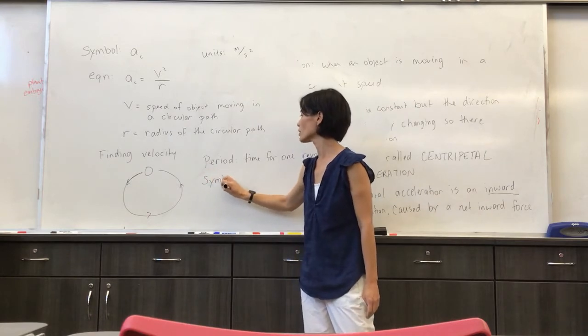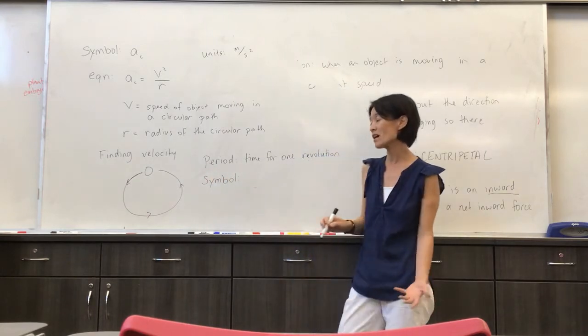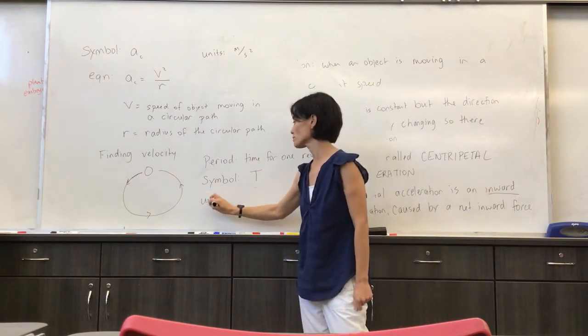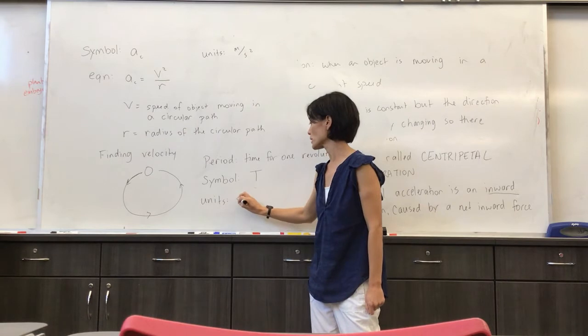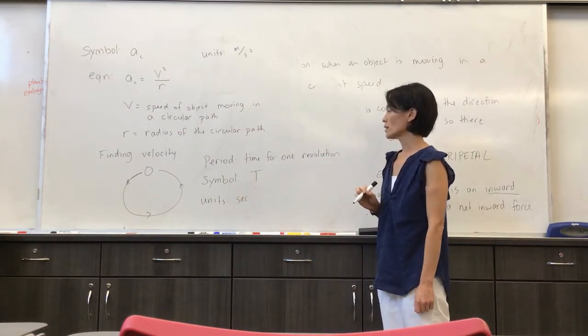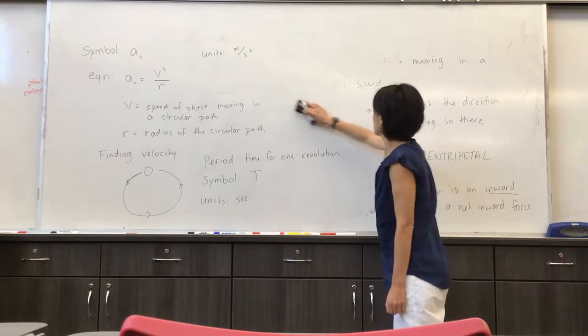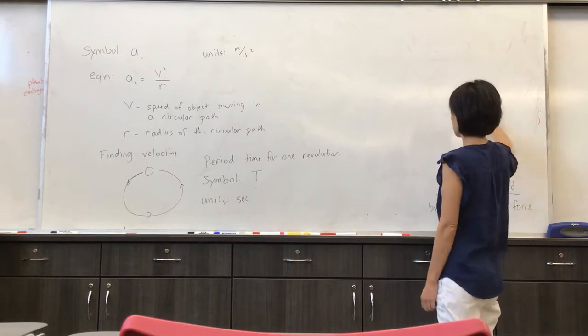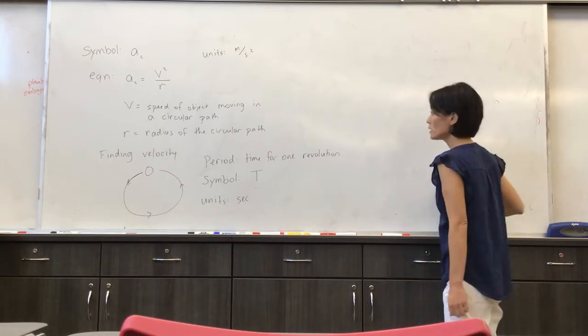And the symbol for it, because it's a very specific amount of time, is a capital T. And the units are just measured in seconds. Now, if we know the period, let's go back to our base definition of velocity, or speed.